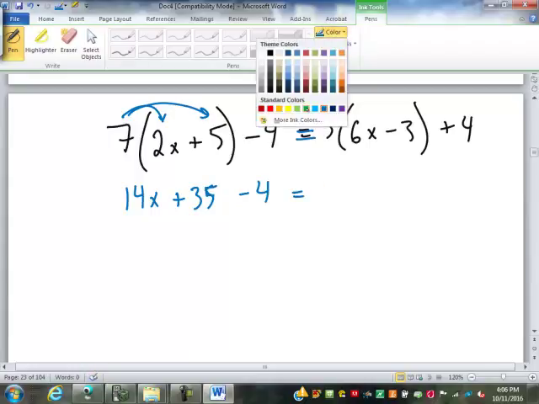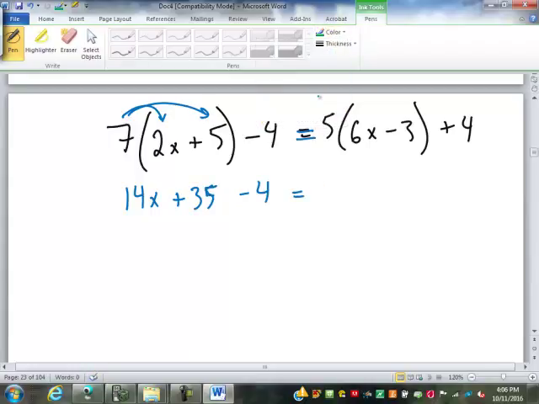Before I move over to the other side, I'm going to finish combining here. What else can I combine? Positive 35 and negative 4. So 14x, 35 and negative 4, I should say, is a positive 31. Now we go to the other side.